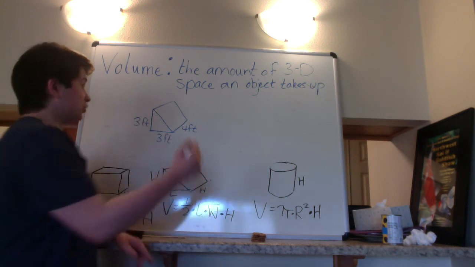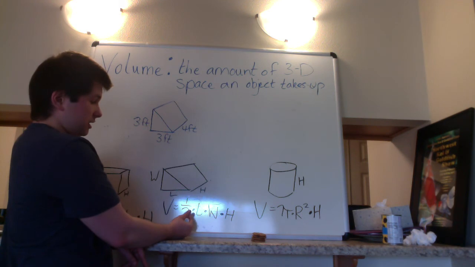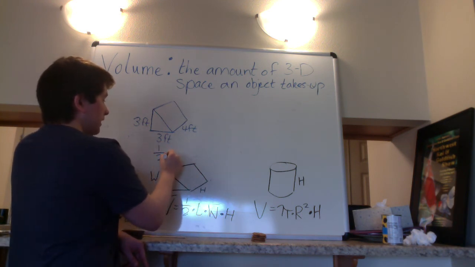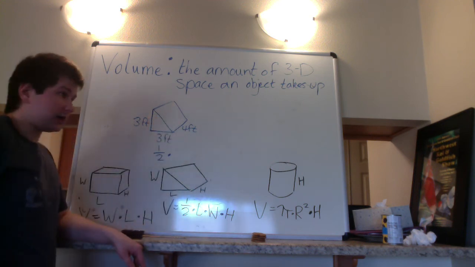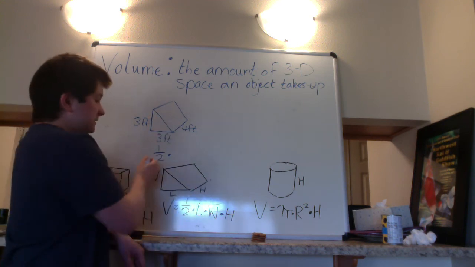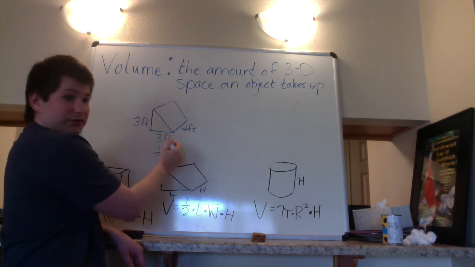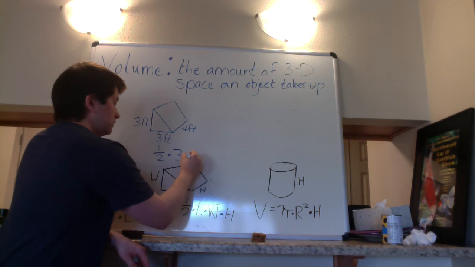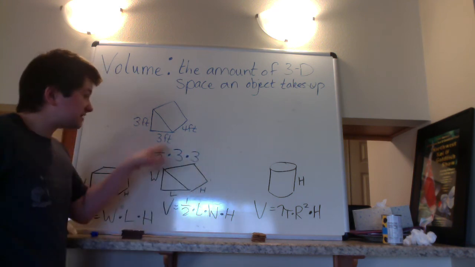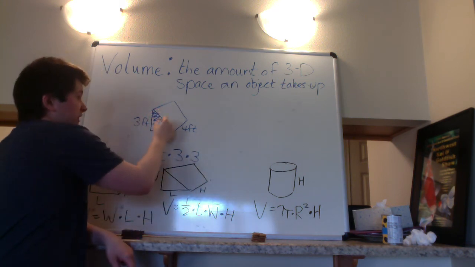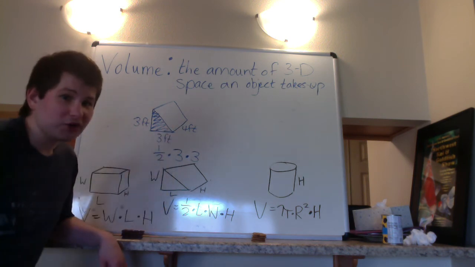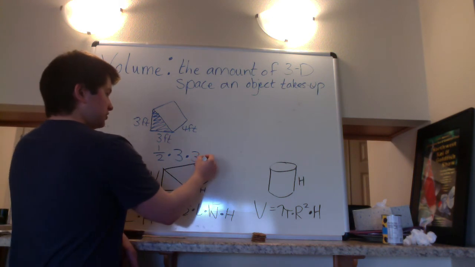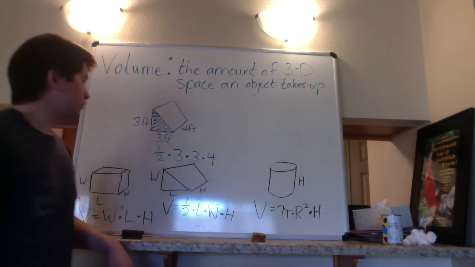Okay, let's check. So, based on our formula here, we have 1/2. Why 1/2? Well, because it's a triangle, so we've got to cut that in half, times the length. Well, the length is 3. The width is also 3. That gets us the area of this triangle. But remember, we also need to multiply by the height. The height is going to be 4.